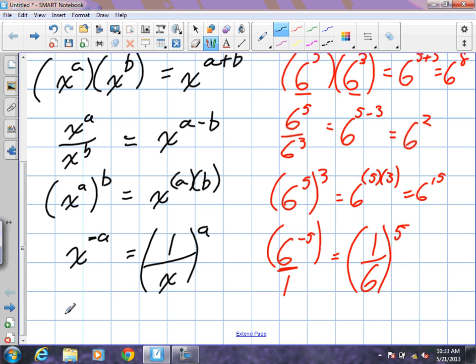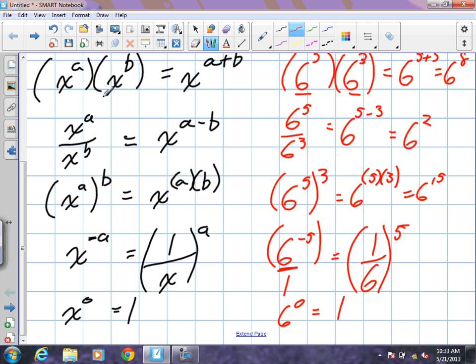And finally, x to the power of 0 is equal to 1. Okay? As long as x is not 0 in that case. So if we have 6 to the power of 0, any value to the power of 0 gives us a value of 1 when we're evaluating.